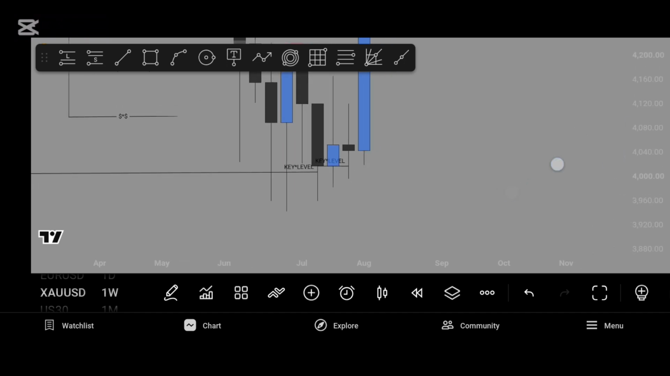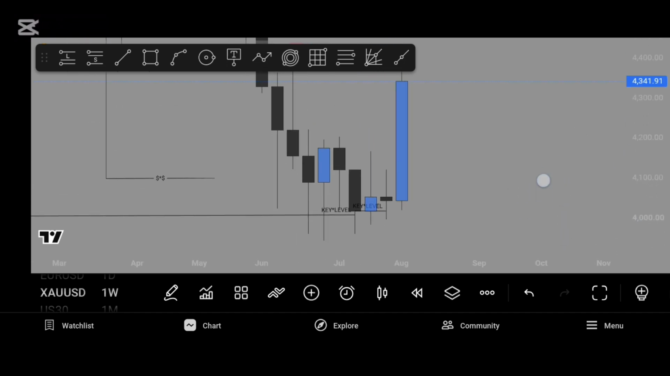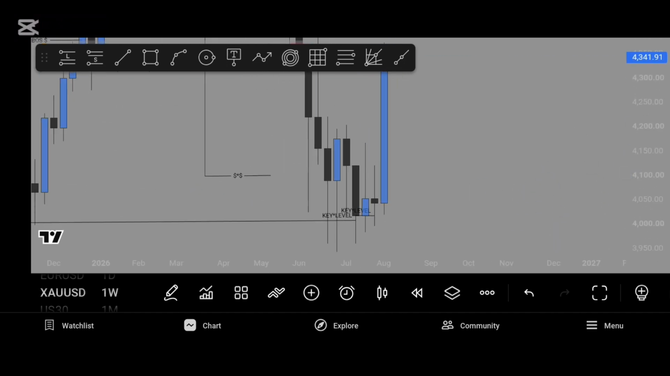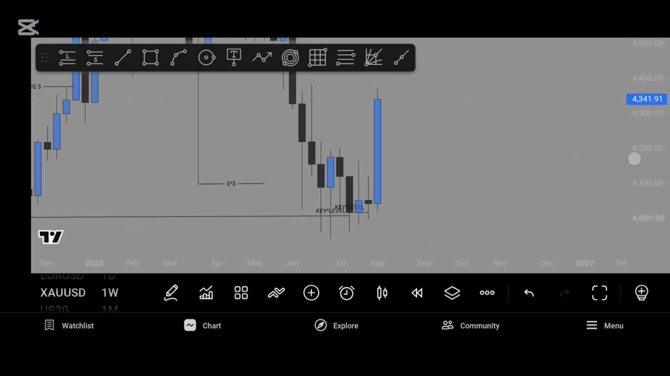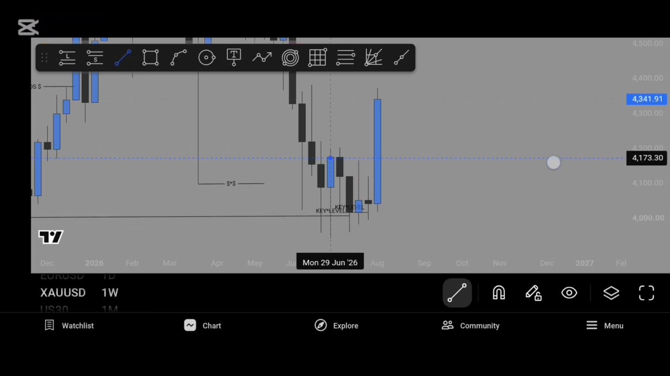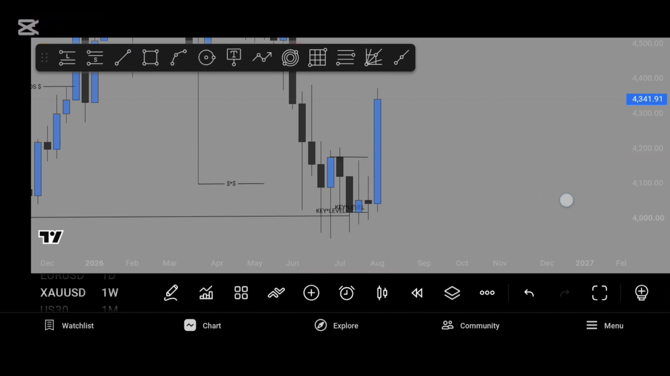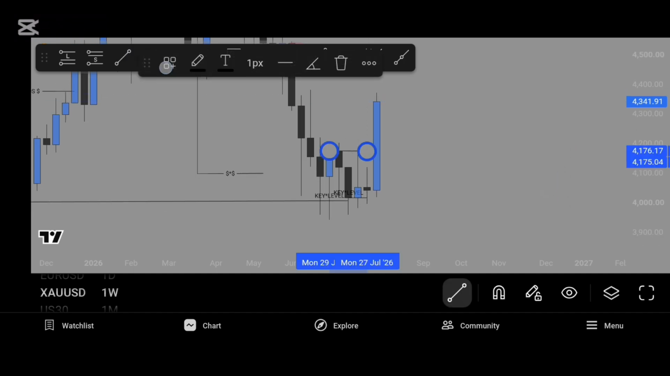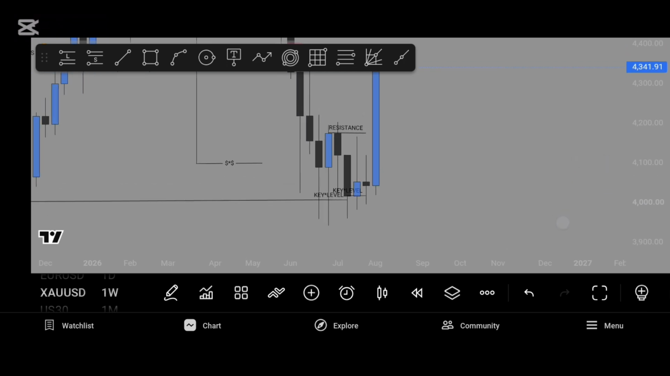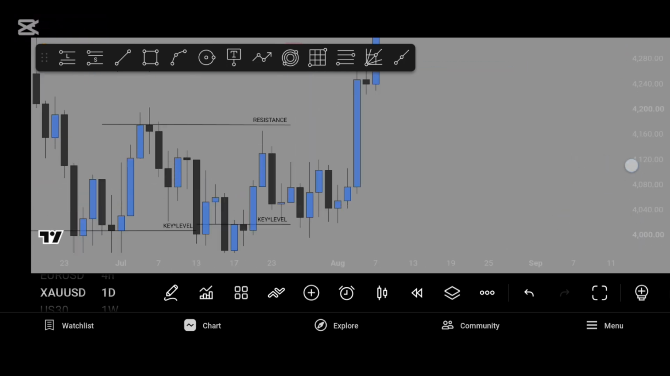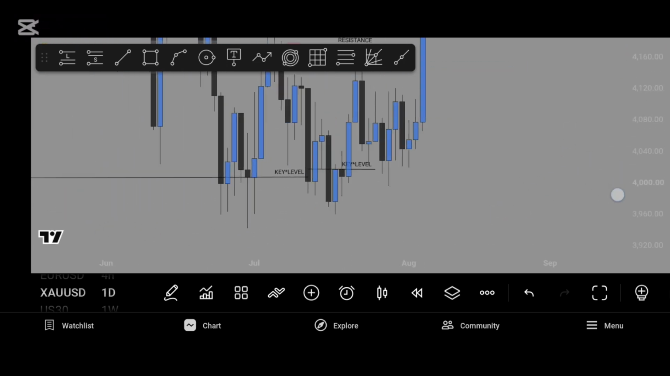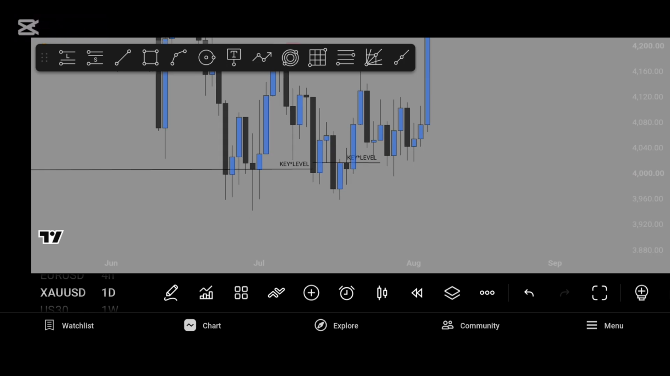After, we can now dive in. We can also mark this zone as our resistance. Let's mark that zone as our resistance. Then we go to daily. Here in daily.